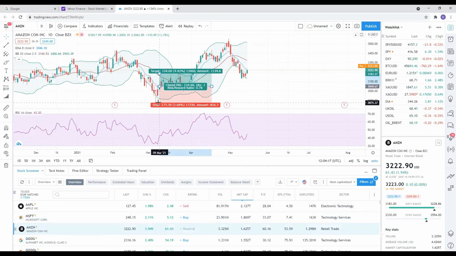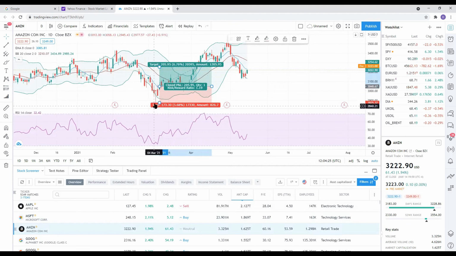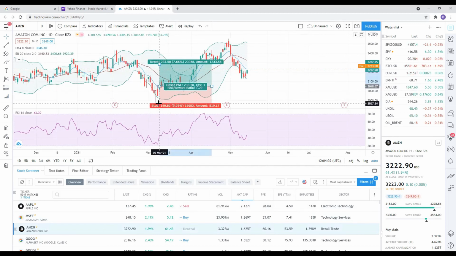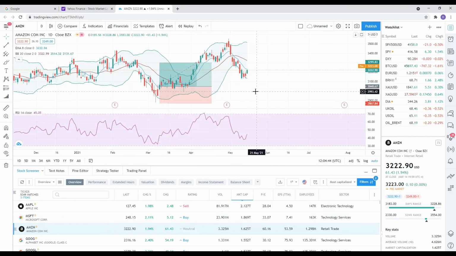I'll put the stop loss just below the wick of this candle. I'll put the target profit higher, because the size of my win must be greater than the size of my loss. So I'll put the target profit about here. And this trade will be a winning trade. This trade would have been a winning trade.